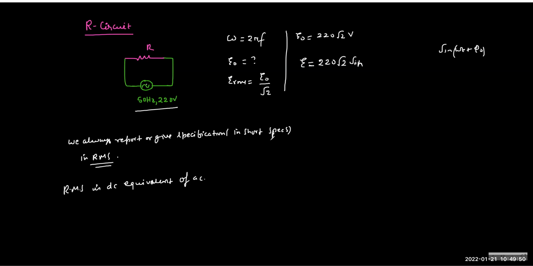So for the sake of writing, we always take the simpler version of sine. So sine omega t, which is 220 root 2 sine 100 pi t. This is how it will look as a formula. As of now, this is the practical value.